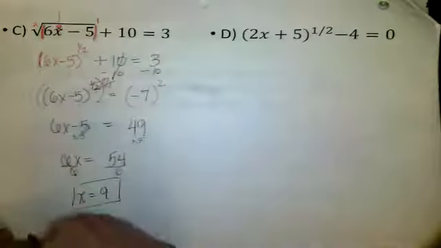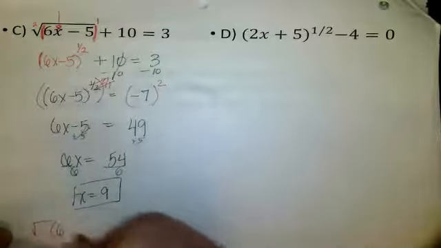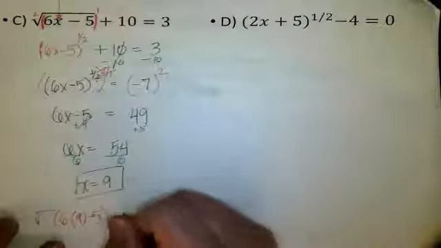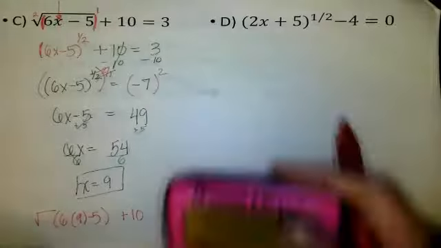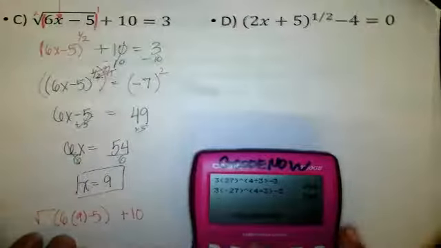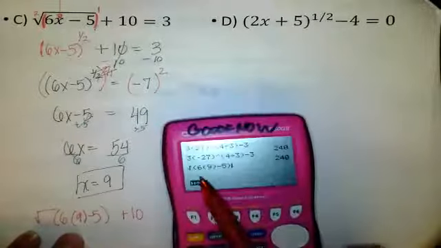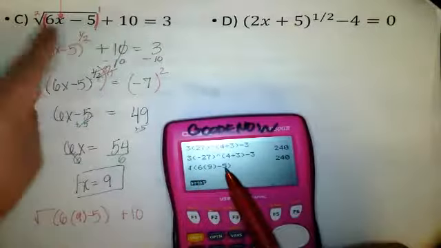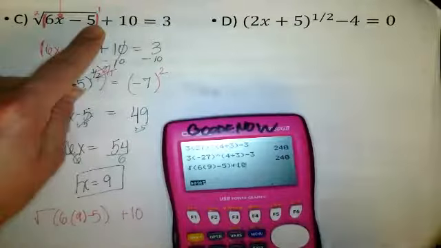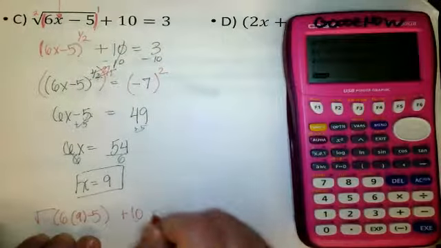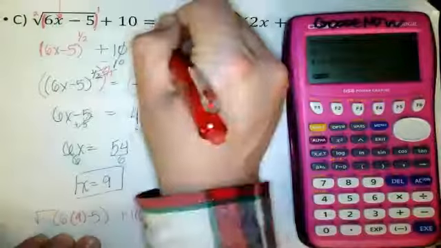So I'm going to take 9, and we're going to drop it in place of the x. I'm going to use my square root button with parentheses for everything in that radical, and then plus 10, and I want to see what it equals. Quantity 6 times 9 minus the 5, and all of that, you can see I put parentheses for everything that should be under the radical. And then plus 10. And it's supposed to equal 3, but does it? Yeah, it equals 17, not 3.